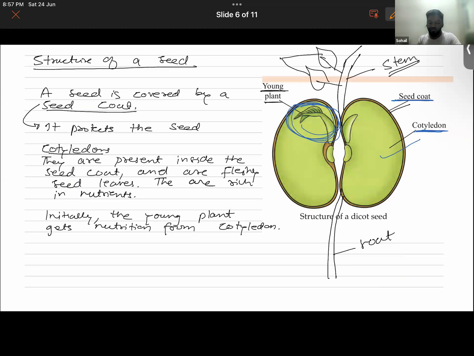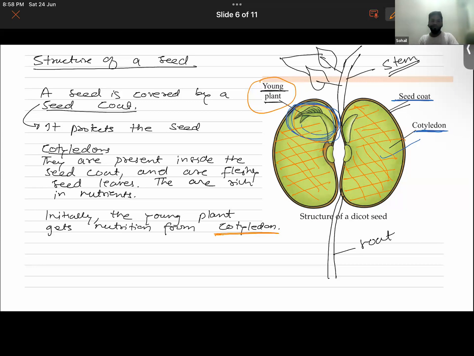So we were talking about the structure of a seed. There I told you that initially this young plant will be getting nutrition from this cotyledon. This is the cotyledon, the region I am shading. So initially this baby plant will be getting nutrition, which means food, because this baby plant also requires energy to grow. It will basically eat this up and get energy from it. So far it's clear?